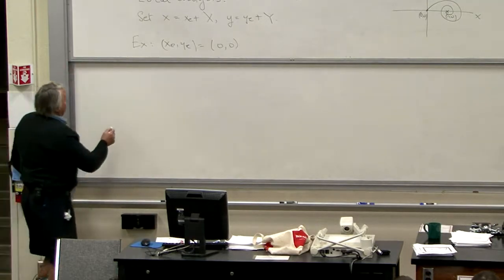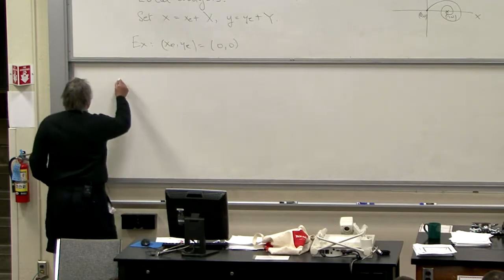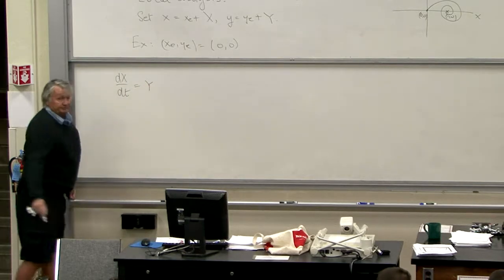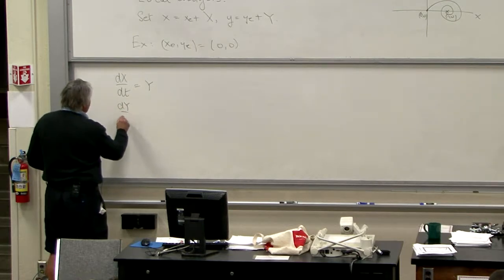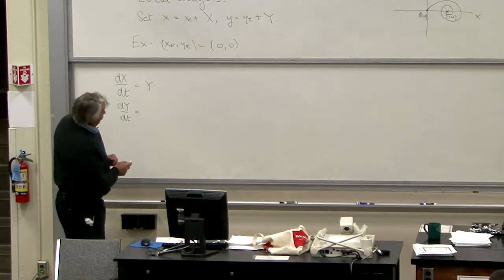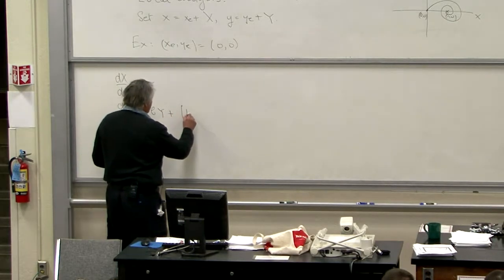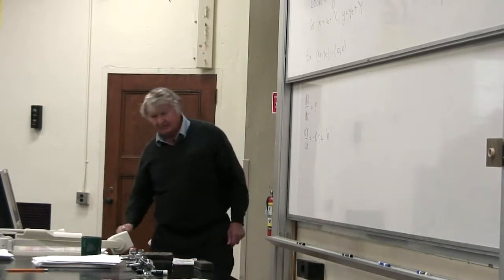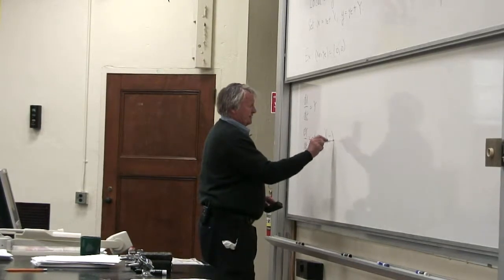So then I get x is going to be just big X, so I get d big X by dt, and on the right-hand side, I just get Y. dy by dt will be d big Y by dt, minus b times 0 plus big Y, which is minus b big Y, plus 0 plus x, which is just x, and then minus x squared.